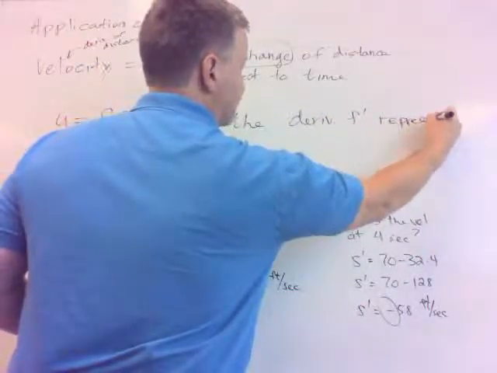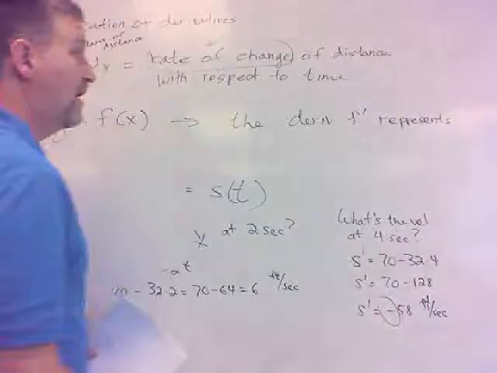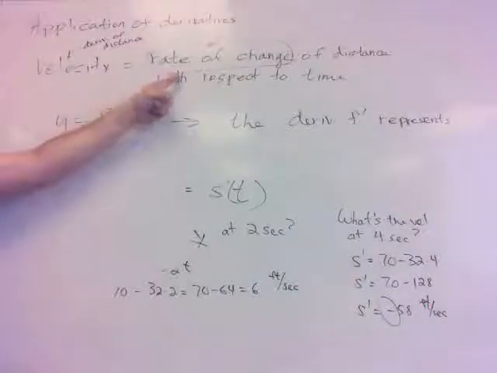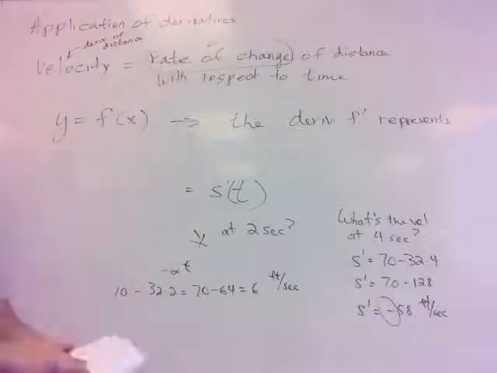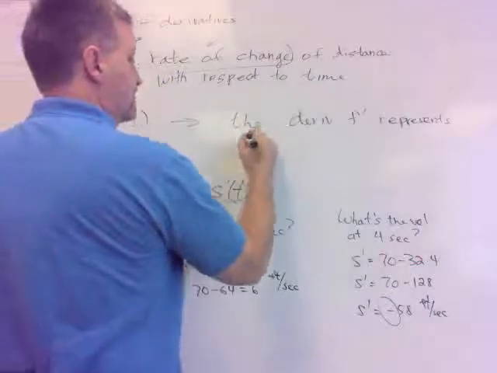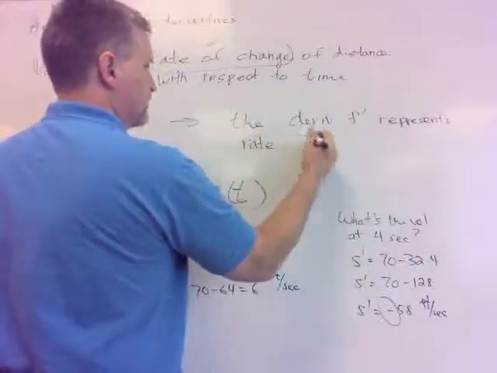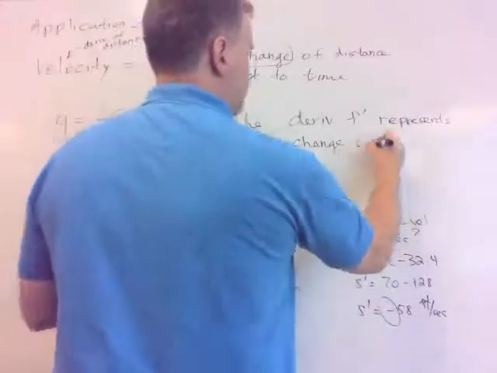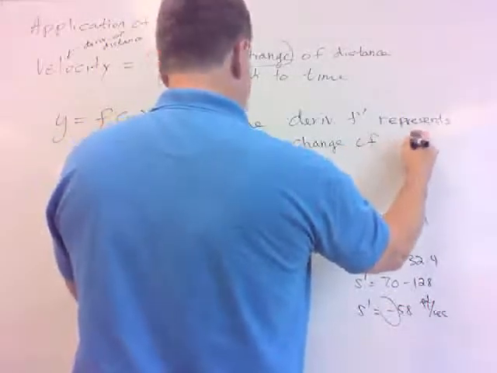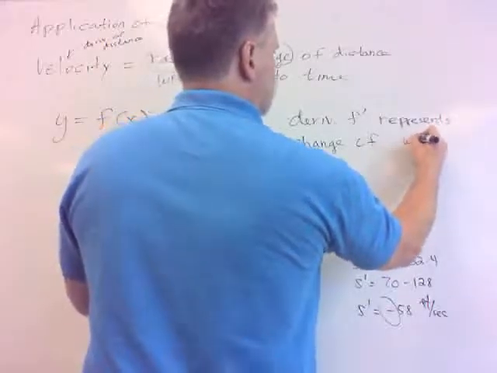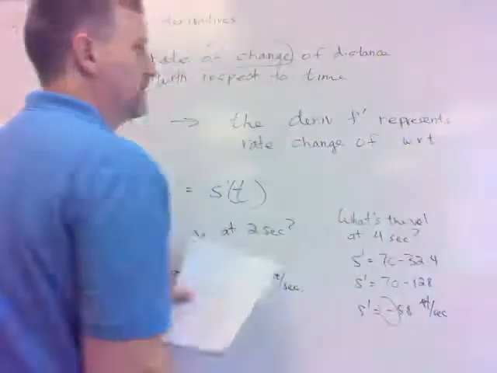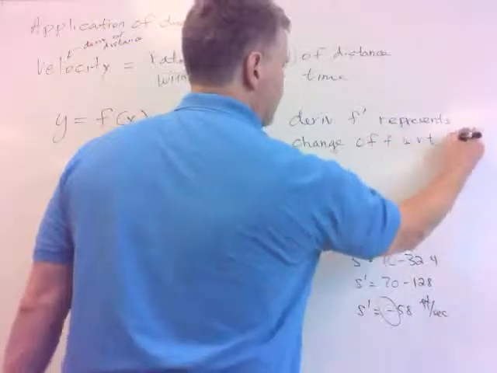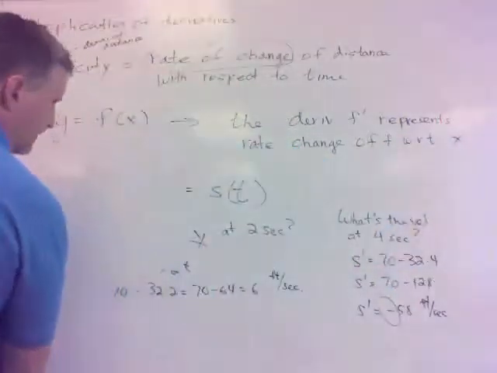Well, it depends on what it represents, right? But what we can say in general is that the derivative represents rate of change. The derivative, the f prime, represents the rate of change of f with respect to x. WRT, with respect to x. Rate of change of f with respect to x. Okay?